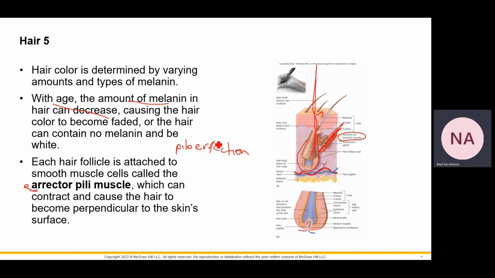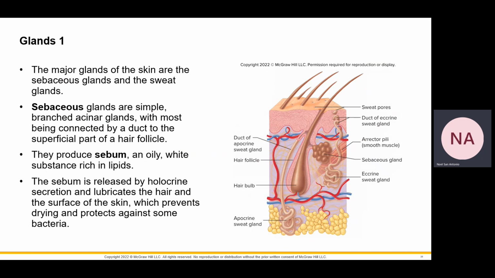Also, when you are too afraid of something, di ba? You also experience piloerection. And another one, if you feel very, very cold, masyado kang nilalamig, nararamdaman mo rin yan, piloerection. So it is due to the contraction of your erector or arrector pili muscle.